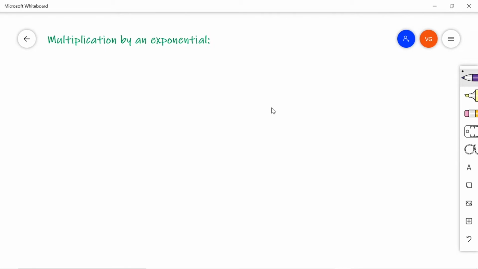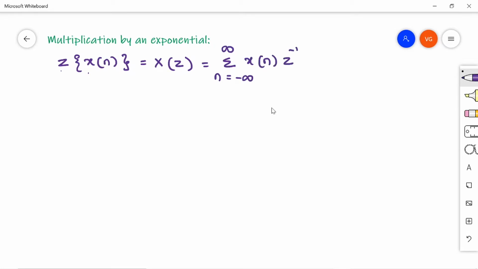What type of change is going to happen to the same signal to the transformed z domain signal? That is given by this property, multiplication by an exponential. Let us see. Suppose I am taking the signal as x of n. So the z transform of the signal x of n is given by X of z. As usual, I am writing the definition: the sum for n running from minus infinity to infinity of x of n z power minus n.